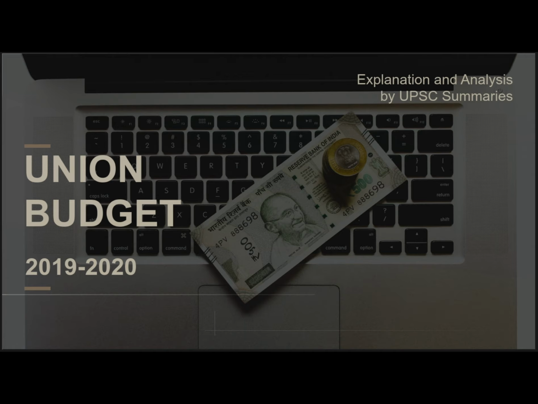So first of all, what is a budget? Well, the Union Budget of India is defined as a statement of estimated receipts and expenditure of the Government of India in a financial year. Every state also has its own budget, but here we will be talking about the Union Budget from the point of view of UPSC and other state PCS examinations.